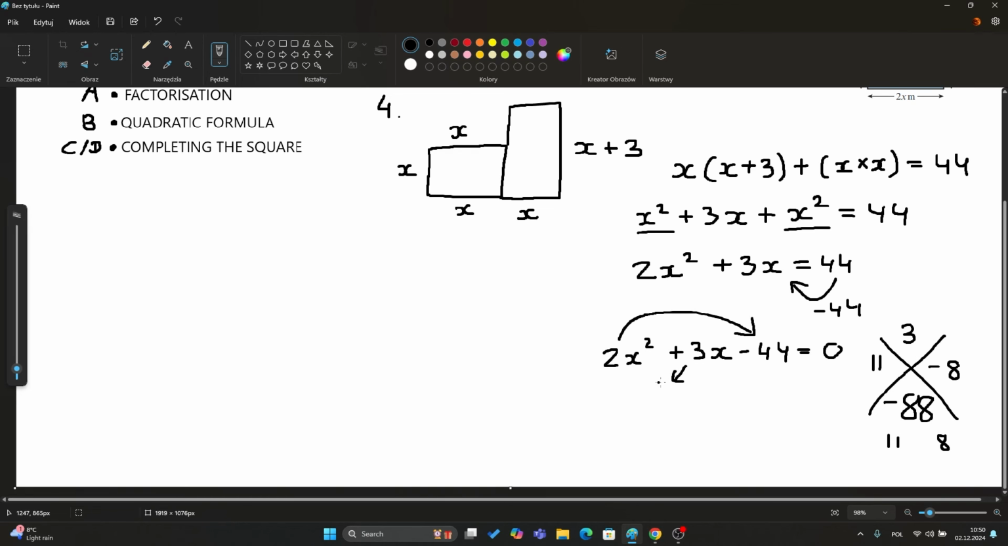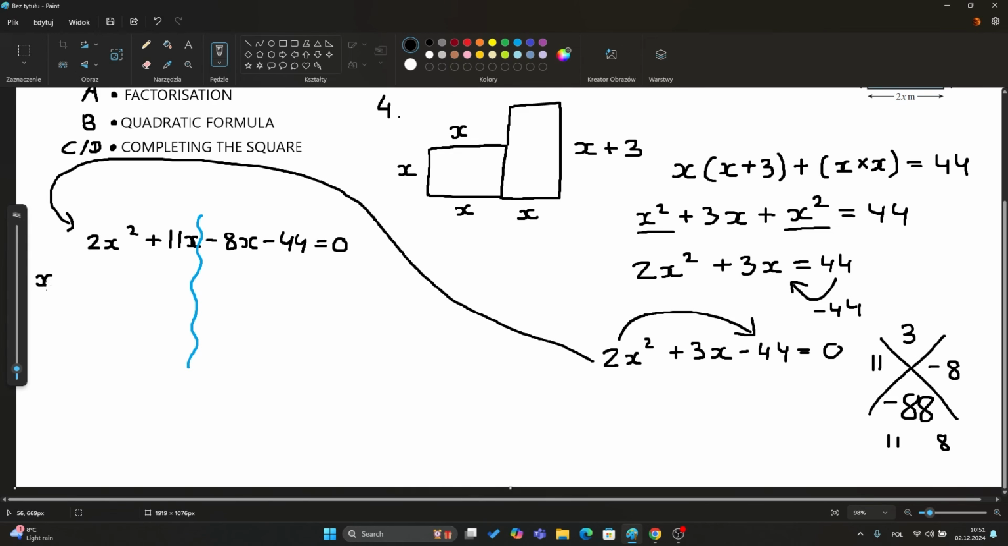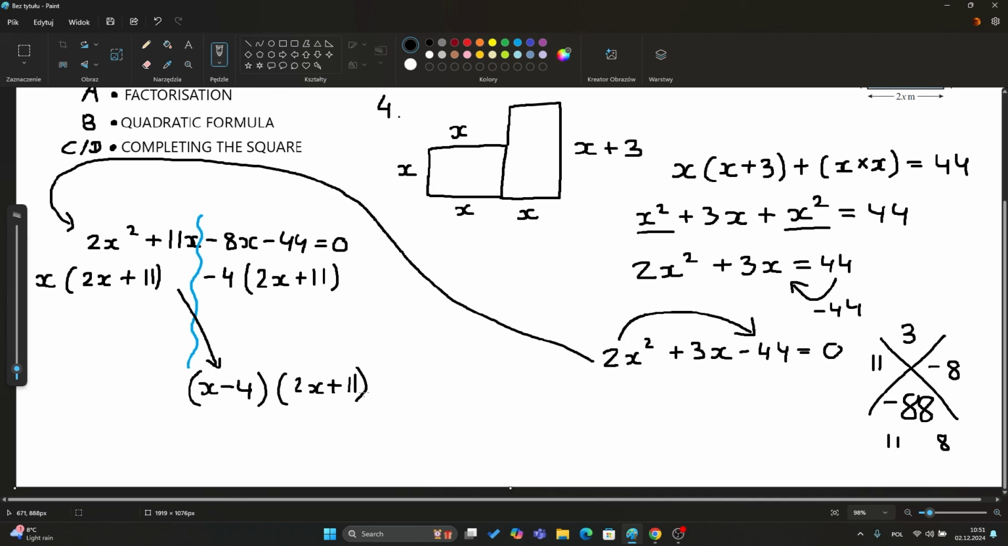So now we write this here so that x is the common factor here to get 2x plus 11, and here the common factor is minus 4 to get 2x plus 11. So x minus 4 times 2x plus 11 is equal to 0. Now we have the two factors, and those factors will equal 0. So what happens is we get x equals 4, and x equals minus 11 over 2.